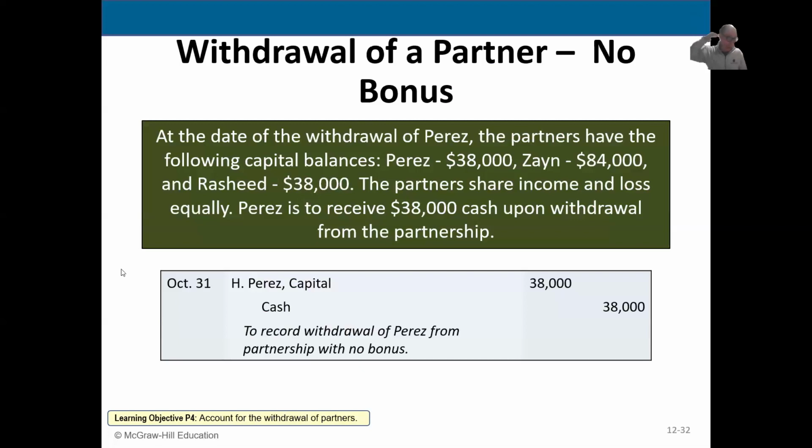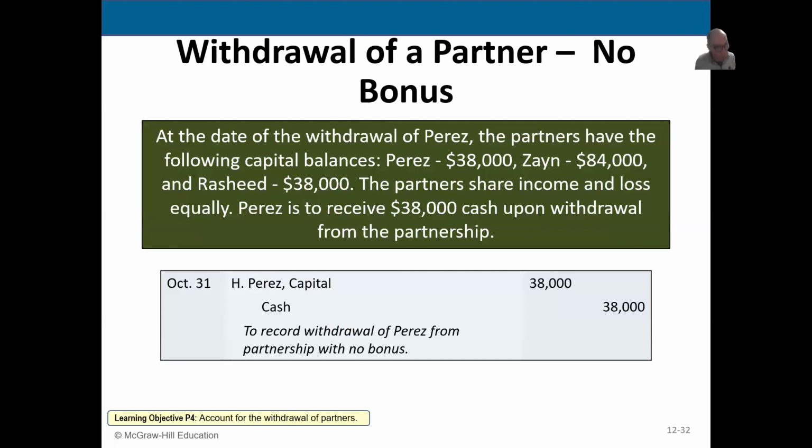So let's say one of the partners decides to leave the business. So Hector decides, hey, you know what? Been a good run. I'm going to leave. So that leaves Kayla and Tyrell to run the business. So Hector's out. Kayla and Tyrell are still in. So when Hector leaves, he gets paid out his balance. So debit Hector's account $38,000, credit cash $38,000.